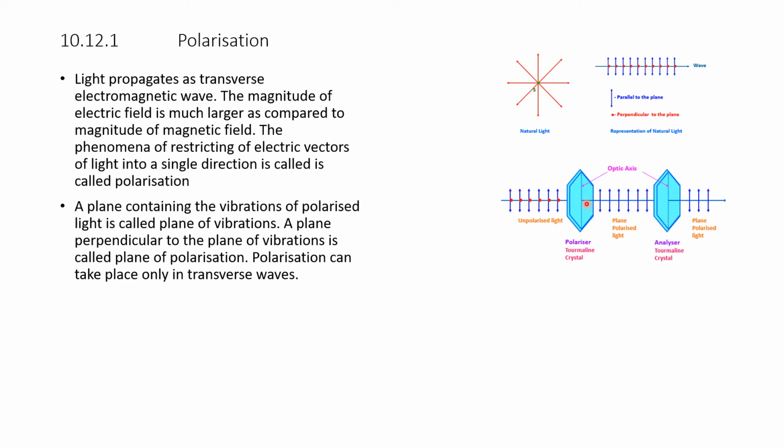For converting unpolarized light into polarized light, we need one polarizer, and for detecting and analyzing it, we need another one. By rotation, we can detect whether it is vertically polarized or horizontally polarized.